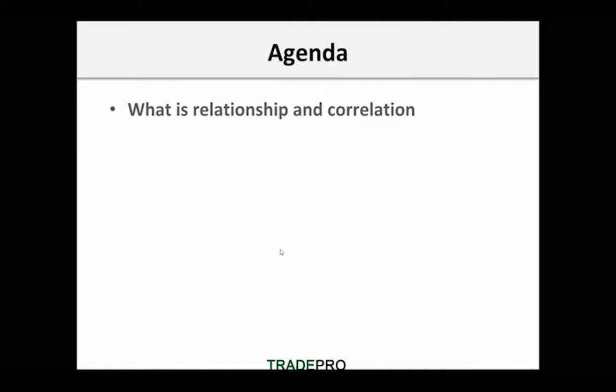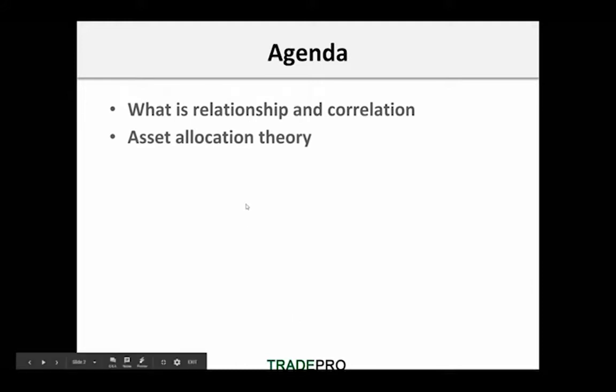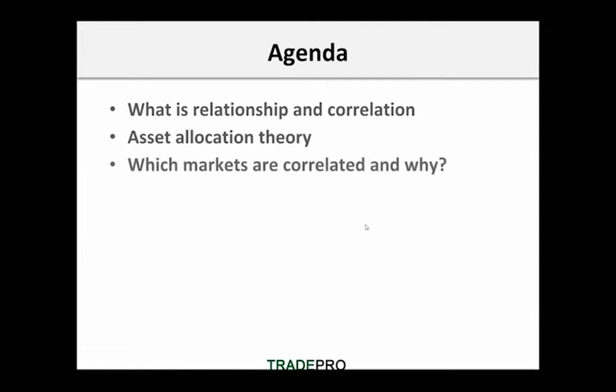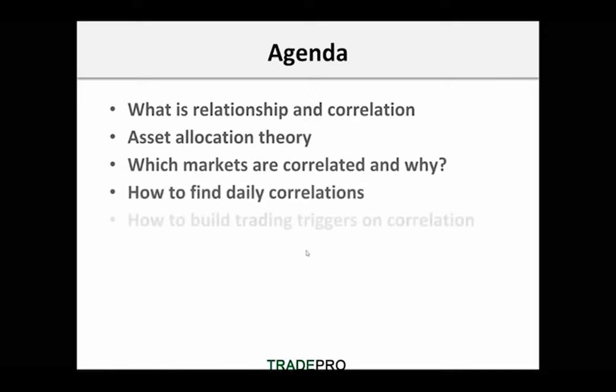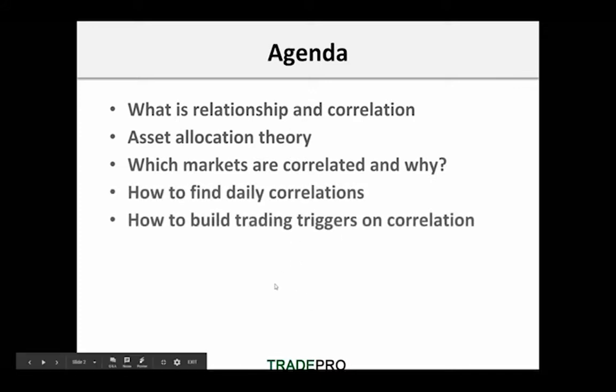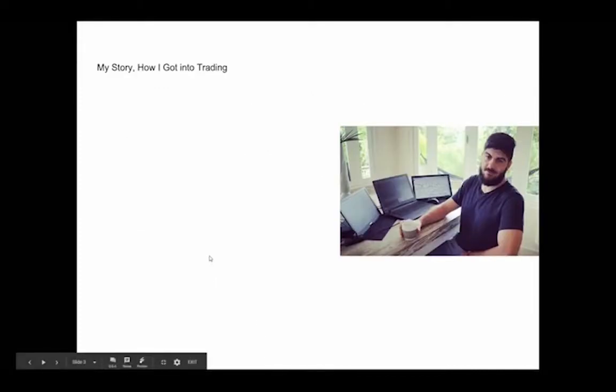So I'm going to teach you what relationship and correlation are. We're also going to look at asset allocation theory very briefly and how portfolio management dictates the actual market. Sorry, there's a squawk that just came in. There's a big influence of traditional portfolio theory over equities even to this day. We'll cover which markets are correlated and why, how to find daily correlations, and how to build trading triggers on correlations. So we're going to talk about a lot.